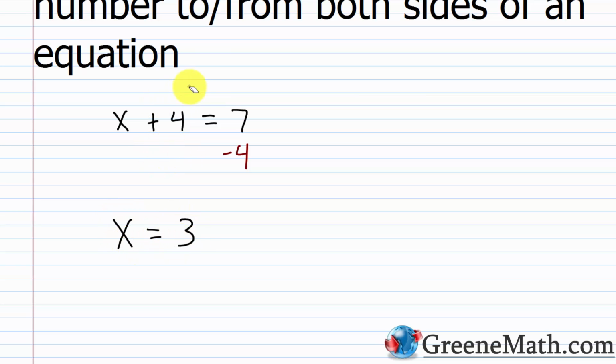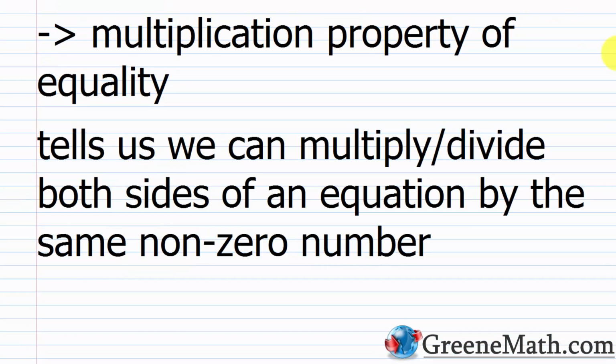And I taught you how to check things. We plug the 3 in for x in the original equation. You'd have 3 plus 4, which is 7. You'd have 7 = 7. So that checks out. All right, so the other property that we've already talked about is the multiplication property of equality.